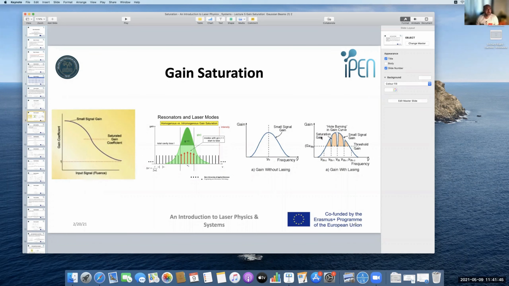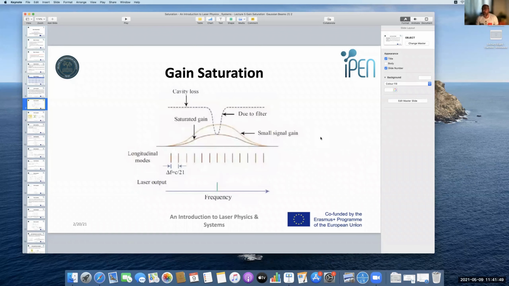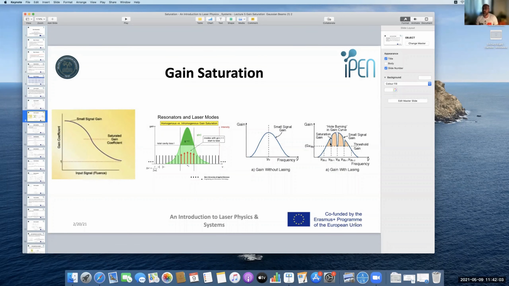In the previous case, you can see that we have the lowering of the gain for all the frequencies. This is homogeneous because all of these frequencies have the same central absorption frequency. But in this case, this is not the case. They have different central frequencies, all right? So probably only these frequencies interact with our circulated field, okay?